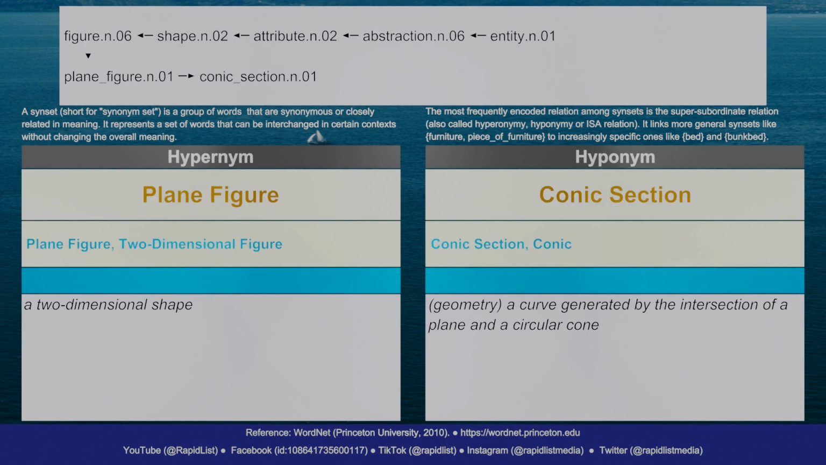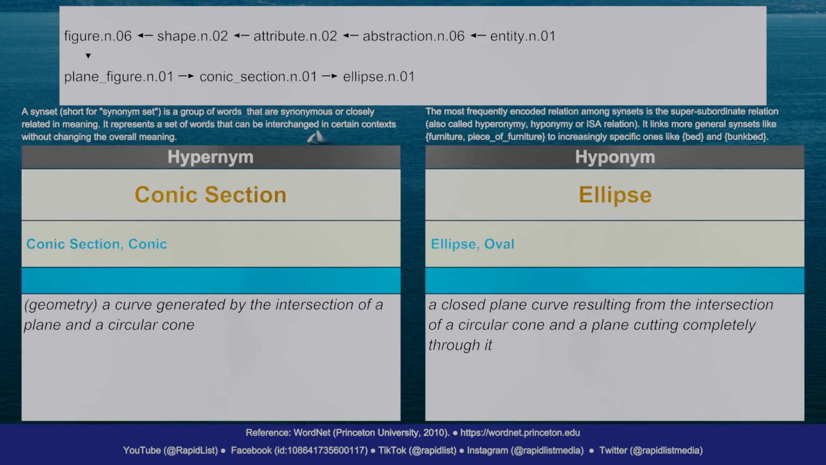Conic section. Geometry, a curve generated by the intersection of a plane and a circular cone. Ellipse. A closed plane curve resulting from the intersection of a circular cone and a plane cutting completely through it.